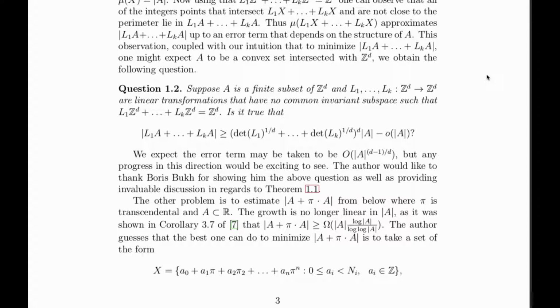The next question I have is concerning A plus pi A, where A is a subset of the real numbers and pi is a transcendental number. It turns out in this case, A plus pi A has superlinear growth, as was shown by Konyagin and Łaba. The main question is, what is the best lower bound one can find for this set?